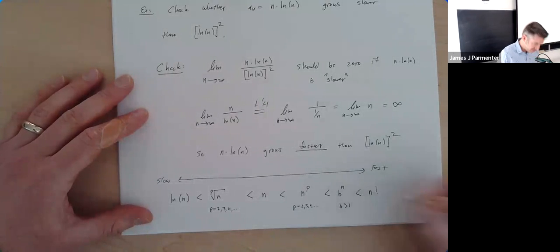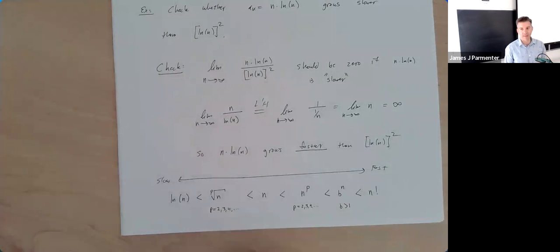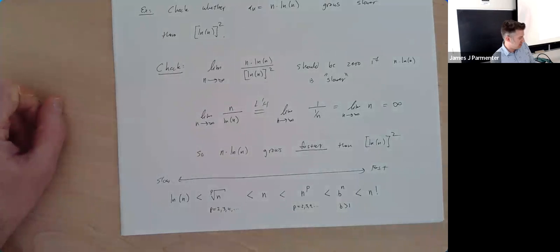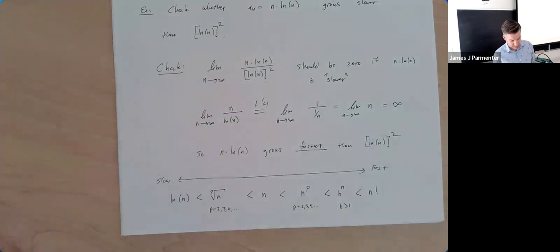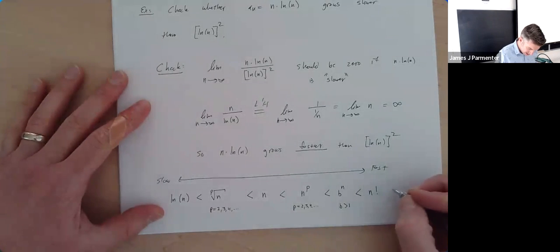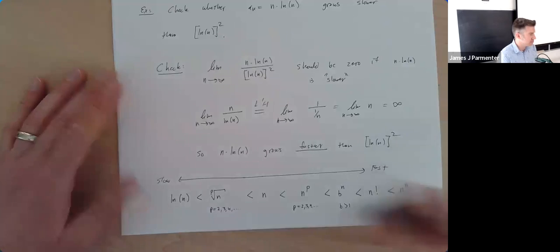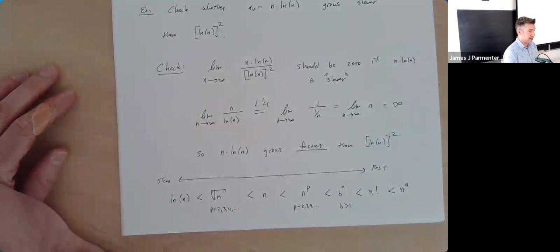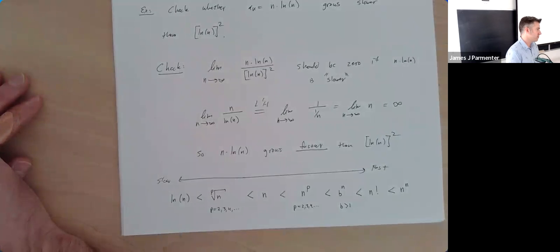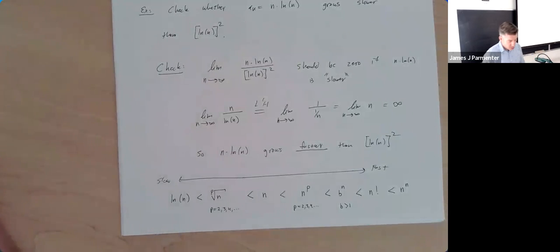Factorials. Factorials are kind of the fastest thing. I think there's one more thing to consider that actually does grow faster, which comes up semi-often, is n to the n. N to the n actually outpaces the factorial. So how could you show any of these are true?